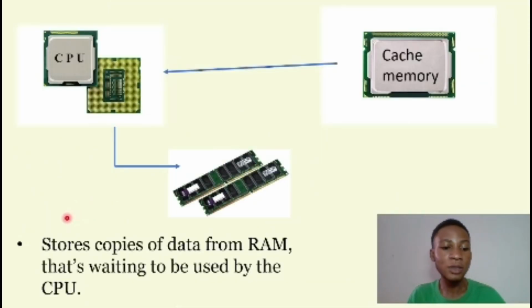When we say cache memory, it stores copies of data from RAM that is waiting to be used by the CPU. Basically, the whole idea behind cache is to make the computer run faster and cheaper. Now, a computer can run without CPU cache, but it will be a lot slower.